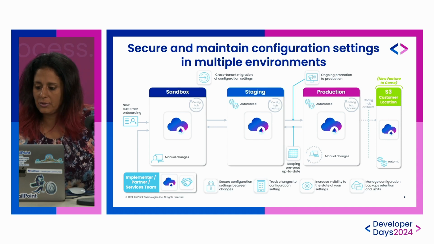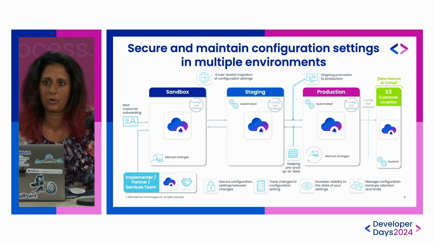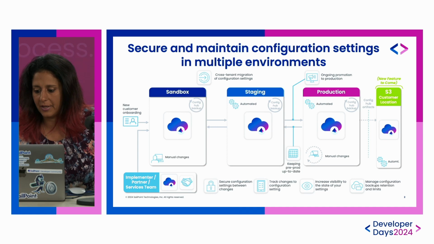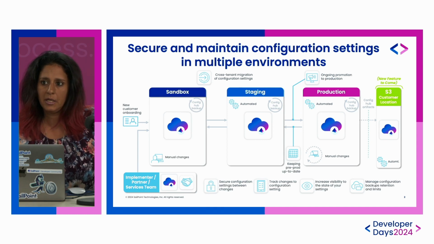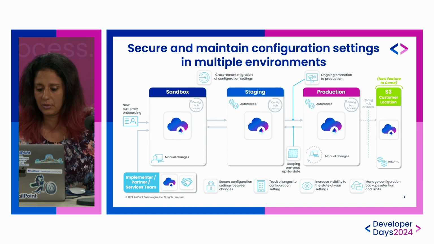At the last column, you see it's a new functionality that we're working on now. It's actually to have all these artifacts synced into a customer cloud location. That's for better management and retention of the artifacts. Artifacts in Configuration Hub are either backups that were created automatically or manually by you, the customer, activity logs, which are the logs of the deployments, and deployed drafts, which are the configurations with the detail of the changes that were deployed.